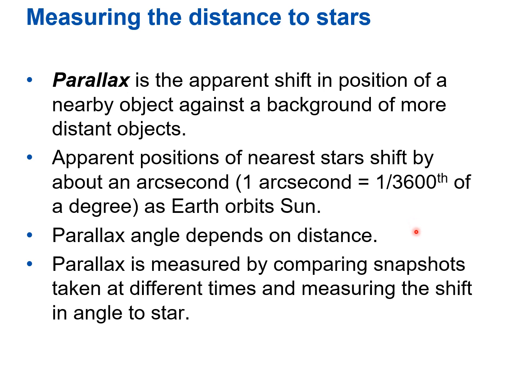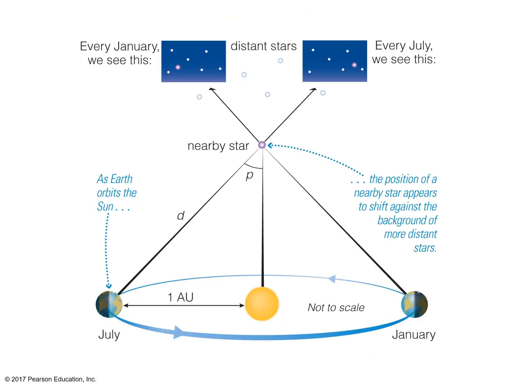The parallax angle depends on the distance. Parallax is measured by comparing snapshots taken at different times and measuring the shift in the angle to a star. So here you can see in this diagram, not to scale, the Earth on one side of the sun, on the other side of the sun, and here we're looking at a particular star. And from the point of view when we're looking at July, the star looks like it's over here. From the point of view looking at in January, the star looks like it's over here.